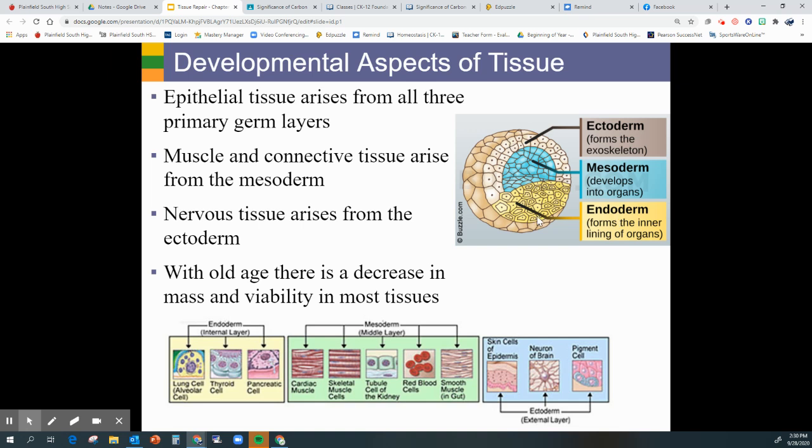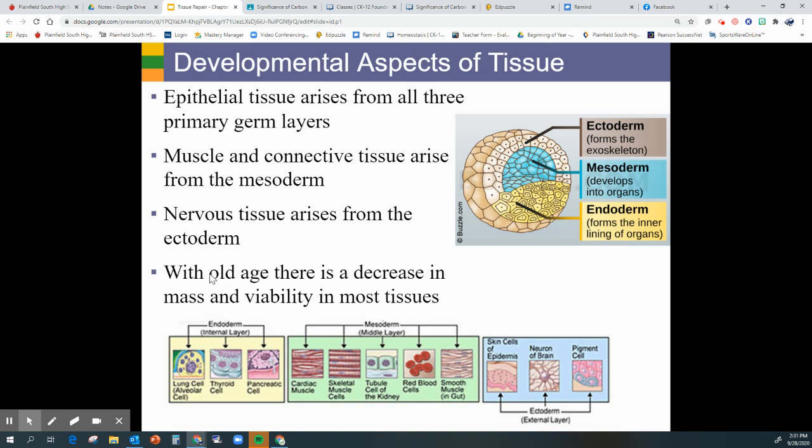Those layers will give rise to different levels of tissue. So the epithelial layers actually will come from all three of those. Okay, so epithelial tissue arises from all three of these layers. Muscle tissue and connective tissue specifically arise from this middle layer. And then nervous tissue arises from that ectoderm, the layer around the outside.